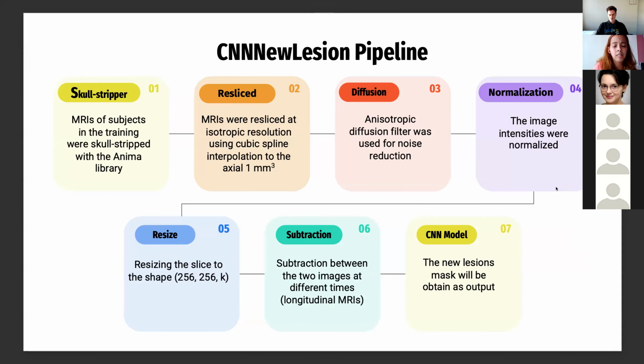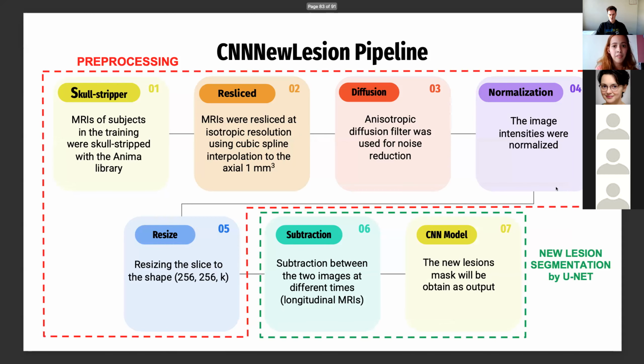Our pipeline consists of 7 steps. From 1 to 5, it's the preprocessing steps, where the first is skull stripping. Then, of course, there's reslicing to isotropic resolution. After that, anisotropic diffusion is used to reduce noise. Then the intensities are normalized, and finally, the images are resized to a specific shape. Those are the preprocessing steps.